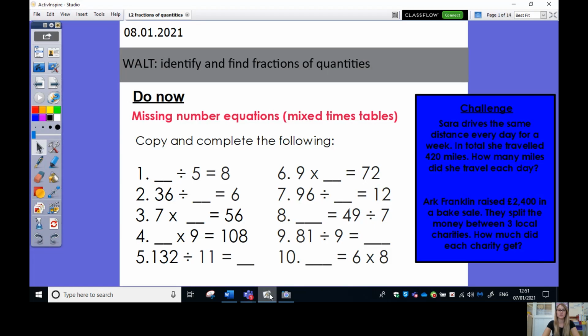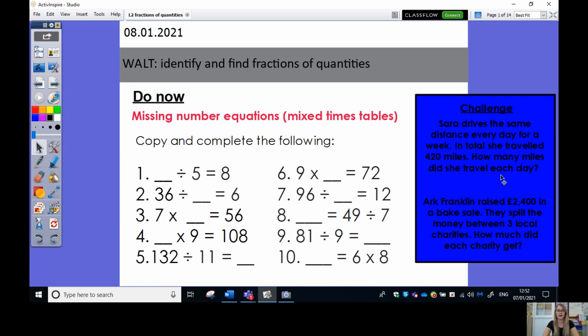So first of all, you're going to do your do now. It's similar to yesterday, missing number equations, but with mixed times tables today, and there's quite a bit of division in there. So really think about what it's asking you and make sure you go back and check that it makes sense once you've filled in the missing answer. There's also a challenge there with some word problems to have a go at. If you're feeling like doing those today, please have a go and stretch yourself if you can. So pause the video and then when you're ready, you can come back for the answers.